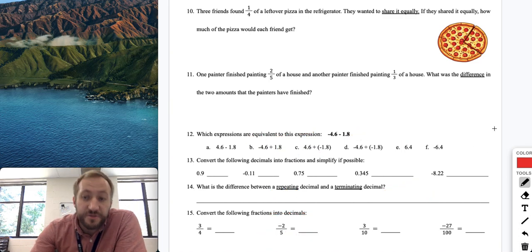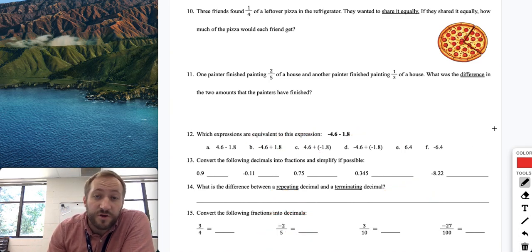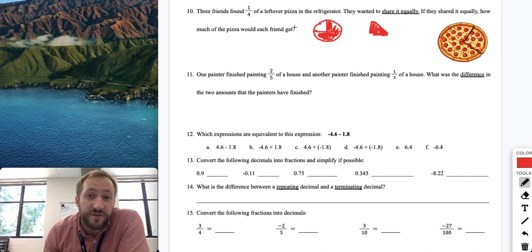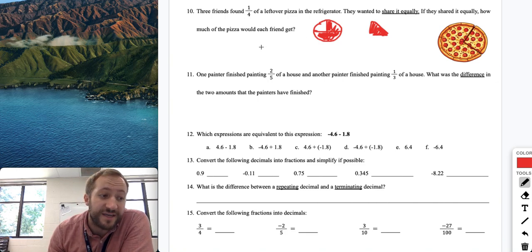All right. This one says 3 friends found 1/4 of the leftover pizza in the refrigerator. It's like that whole pizza was originally like this, but this much was already eaten of it. So left in the fridge was this much right here, just that 1/4, that one sliver. That's all that's left, all right? So 3 friends found 1/4 of a leftover pizza in the refrigerator. They wanted to share it equally. If they shared it equally, how much of the pizza would each friend get?